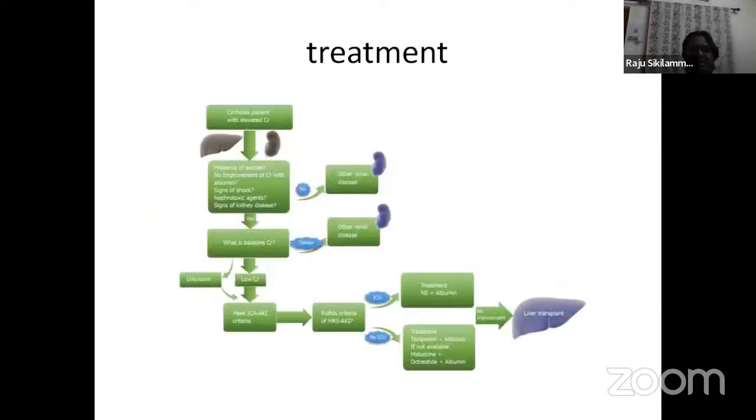Then treatment of HRS. In a patient with cirrhosis with elevated creatinine, we first determine whether it is HRS or not. Regarding the criteria, we look at the presence of ascites, improvement of creatinine after giving albumin, and improvement of creatinine after stopping the diuretics. If not, the patient may have another disease.